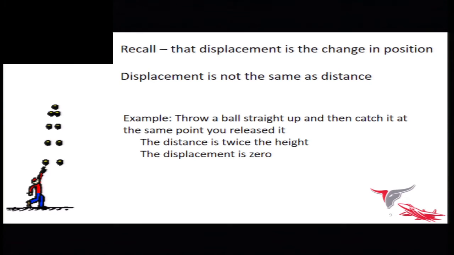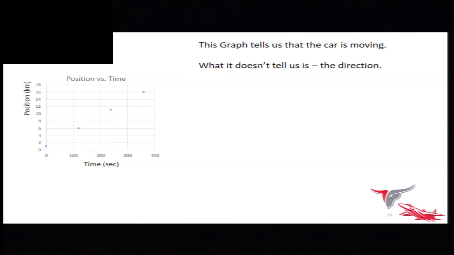So this graph tells us the car's moving. It just doesn't tell us what direction the car's moving. It could be moving northeast, it could be moving straight north, it just doesn't tell us that. So the slope of S in this case is also going to be the speed, because it doesn't give me a direction. So I get my change in distance divided by my change in time, and that's going to be my speed.